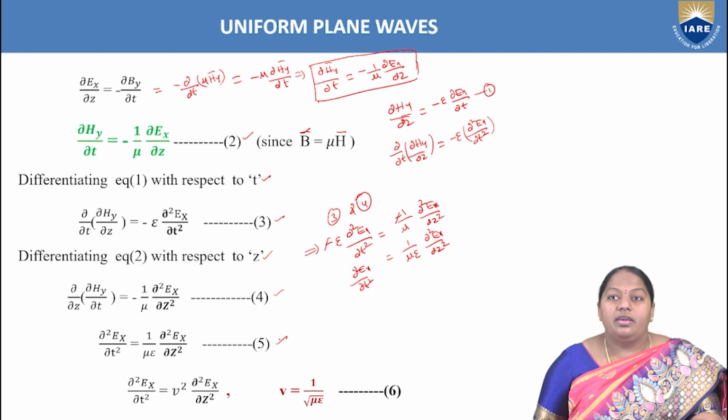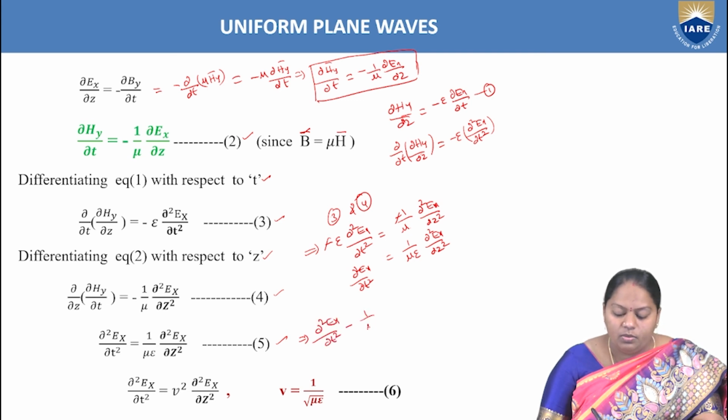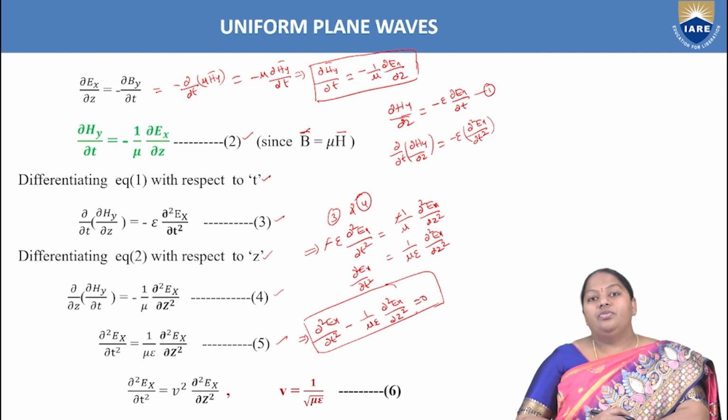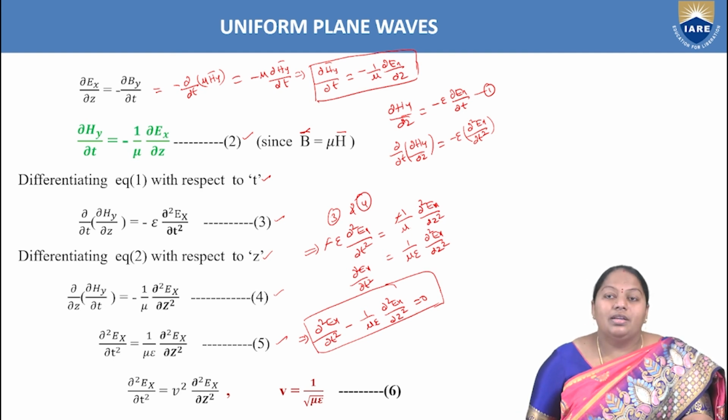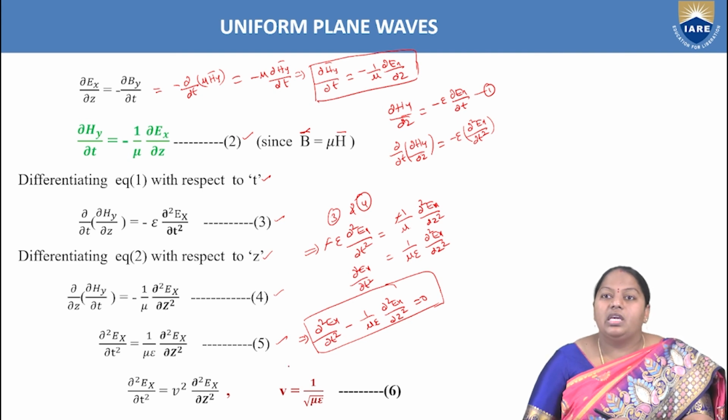Consider this as equation number 5. In general we can write this equation as dou square Ex by dou t square minus 1 by mu epsilon into dou square Ex by dou z square is equal to 0. This is the second order differential equation which is to be derived in the case of a uniform plane wave or electromagnetic wave. The order of this equation is 2, because dou square Ex by dou t square has a square, which gives the order of the wave equation.